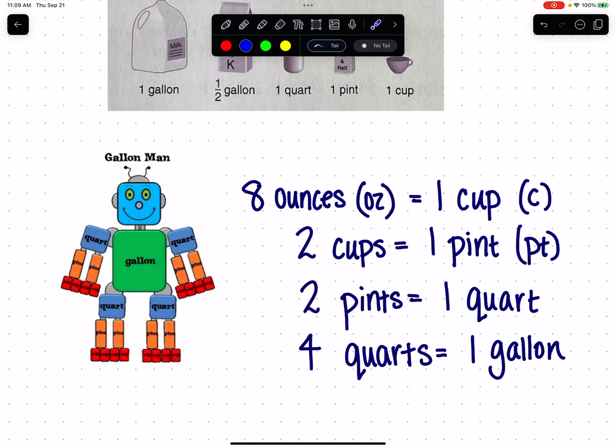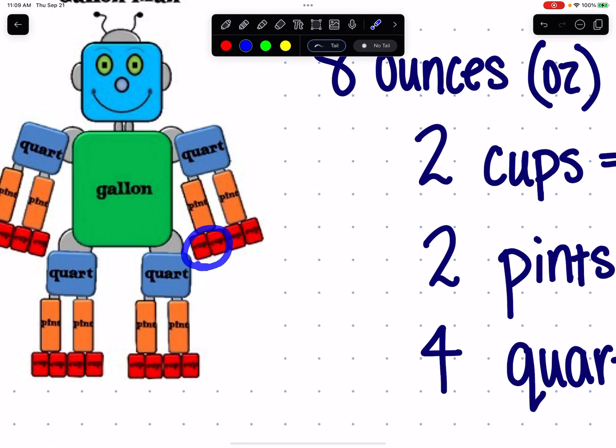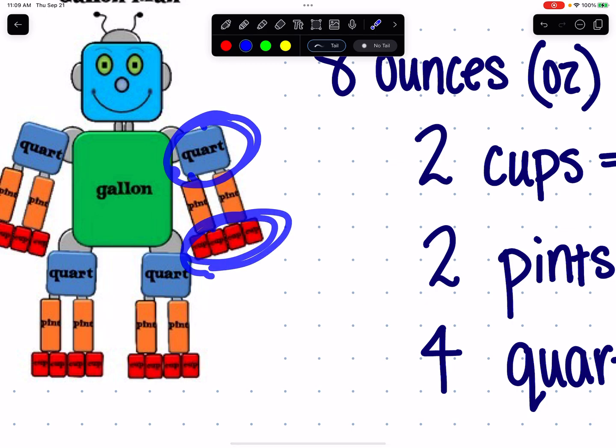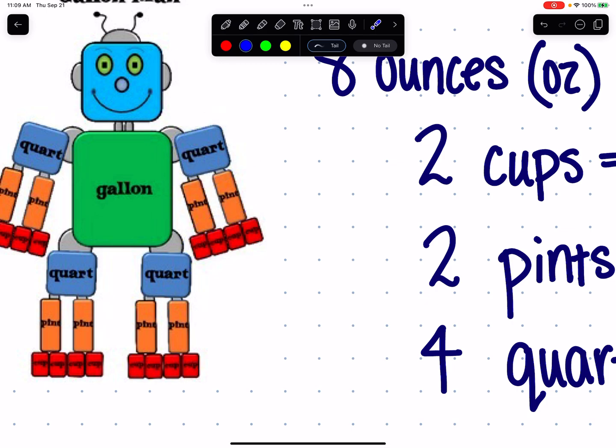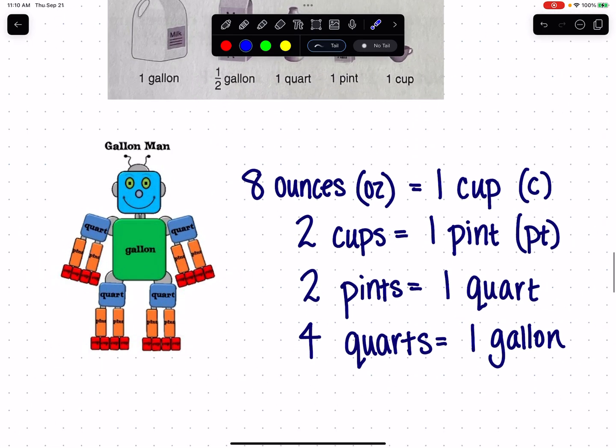And then these tiny little things, which are like the fingers and toes, those are cups. So that means there's 2 cups attached to each pint. So there's 4 cups inside 2 pints. And then if you think of this guy, you can also start to figure out how many cups equal 1 quart, because it would be 4 cups that are attached to that 1 quart, and so just think about what attaches and what that means. Okay, let's go on to a problem.